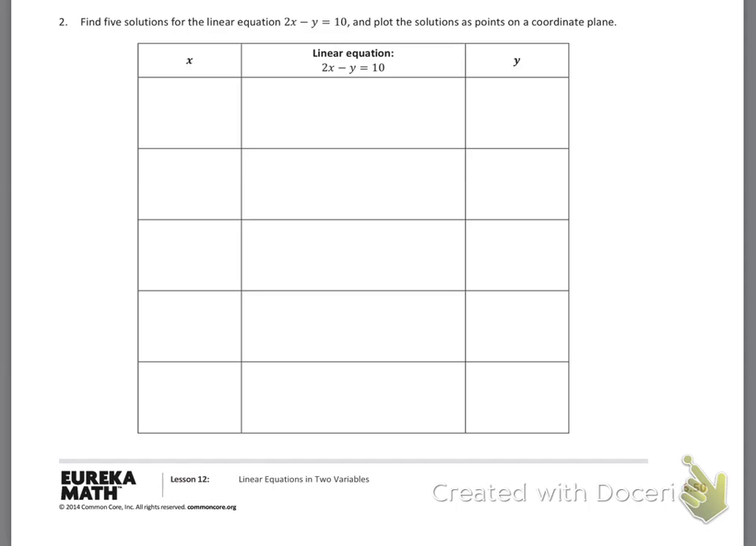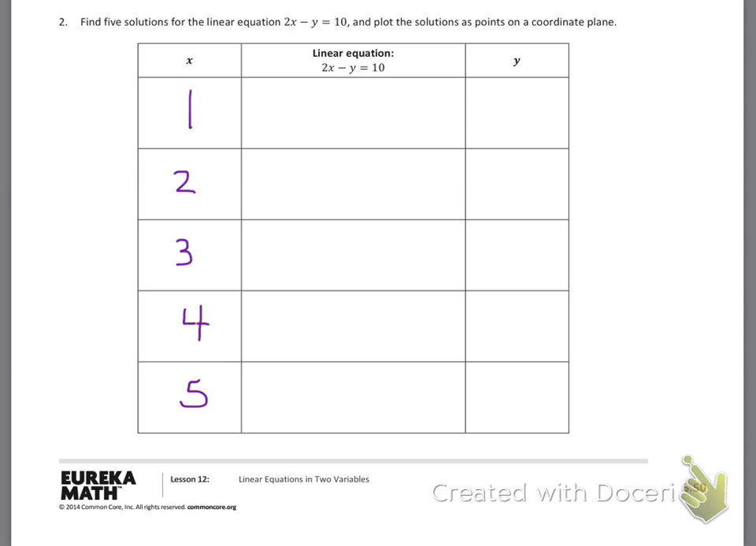Okay, so now look at exercise 2. We have this linear equation 2x minus y equals 10, and we're going to find some solutions to it. So we want to pick values for one of the variables and then solve for the other one. So let's go ahead and do what we did before. We'll pick 1, 2, 3, 4, and 5 for x, and we'll put those in and solve for y.